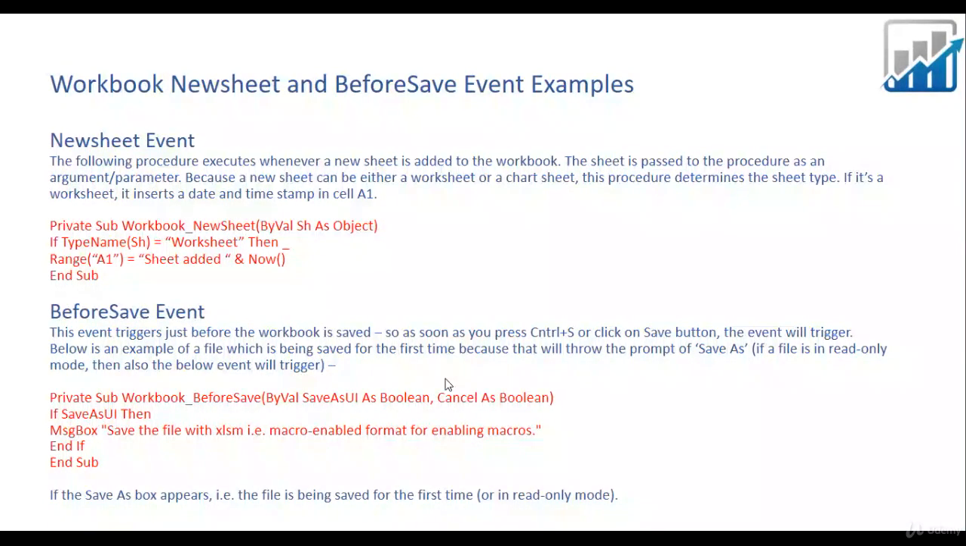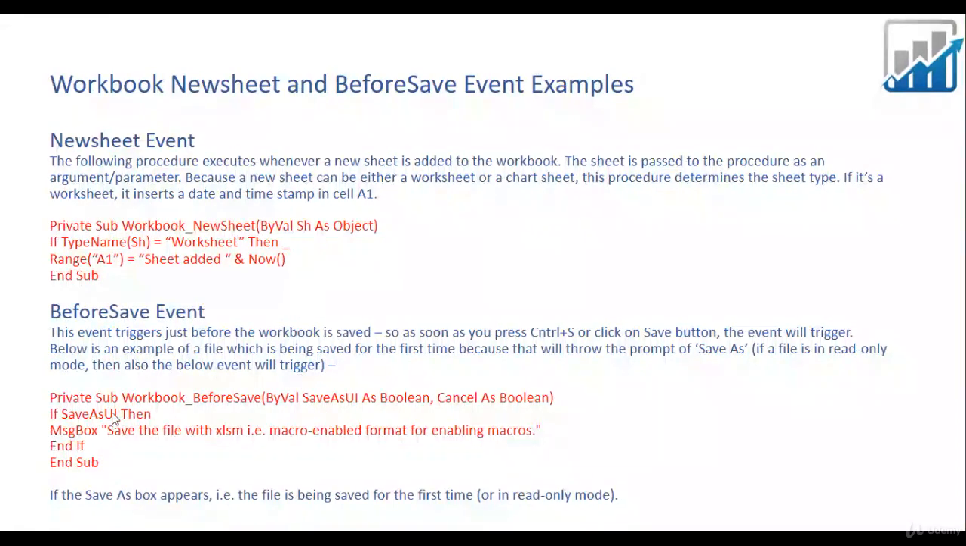Before save event, this event triggers just before the workbook is saved. So as soon as you press Ctrl plus S or click on save button, the event will trigger. Now over here we've got an example where we are looking at if the file is being saved for the first time or not. Because if the file is being saved for the first time, then it will throw the prompt of save as. Otherwise it will not throw any prompt, it will just save the file. The prompt of save as will also be thrown if the file is in read mode only.